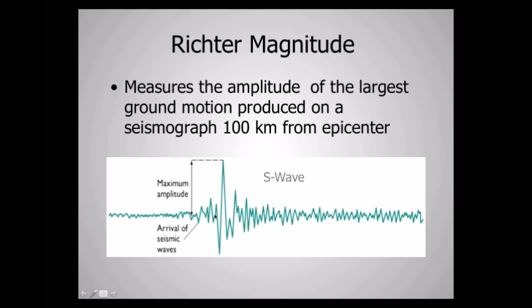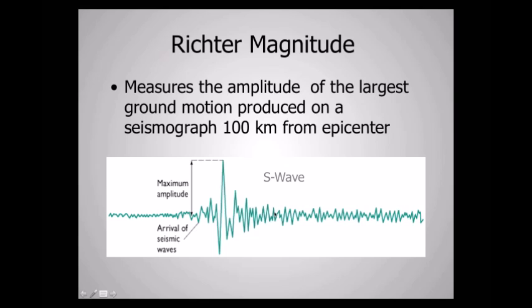The first waves to reach the seismograph station are the P waves, and then the second are the other type of body waves called the S waves. And you see that the S waves produce greater ground motion, more displacement from zero.